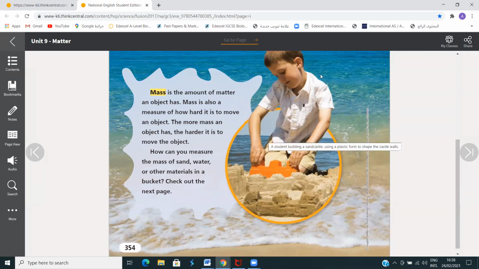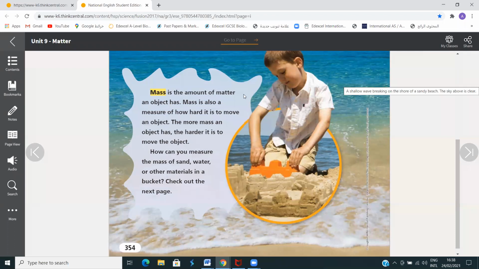Beside the boy, or beyond the boy, or back of the boy, there is a sea. The amount of water in the sea, that is the mass of the sea. Mass is also a measure of how hard it is to move an object. The more mass an object has, the harder it is to move the object. How can you measure the mass?